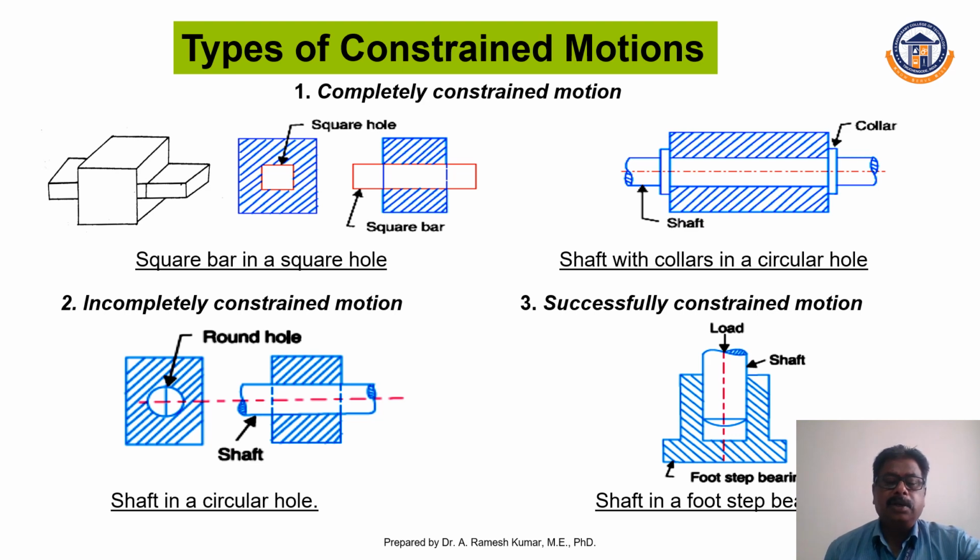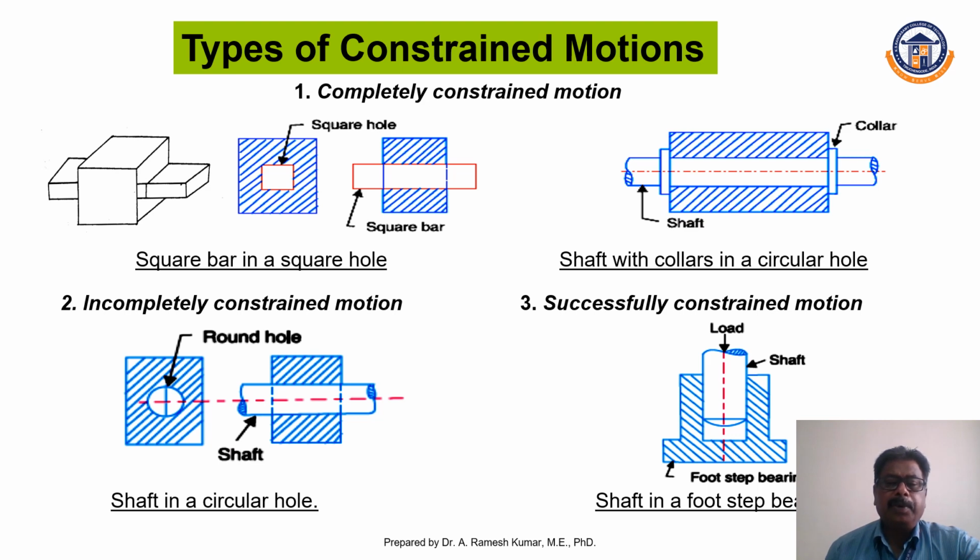Completely constrained motion: there is a square shaft in a square hole. So here we will see only the linear movement in the square hole. Another example is a circular shaft in a circular hole, but the shaft is having a collar on both ends. So there is only rotary motion.